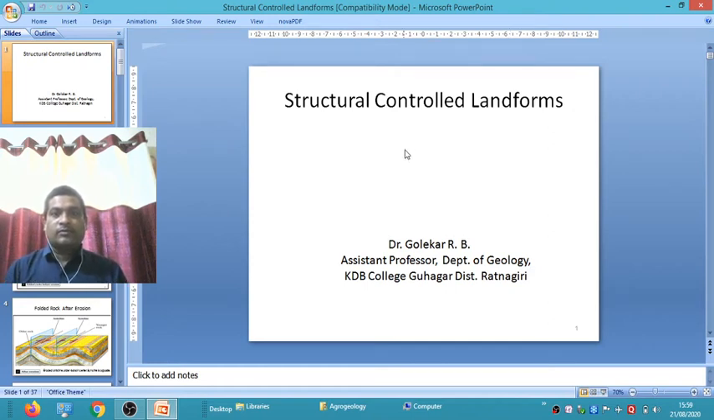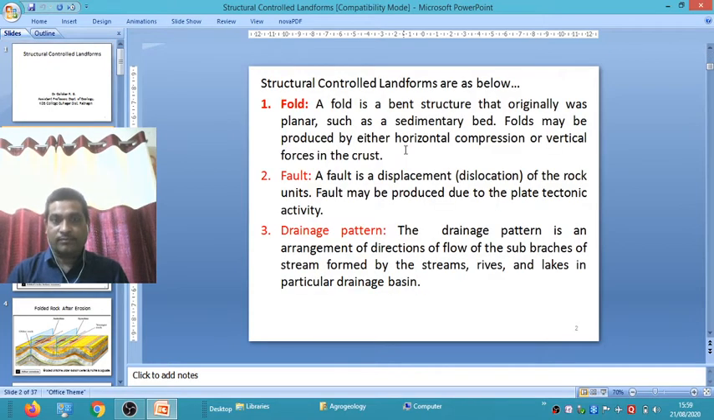Hello everyone. Today I have delivered a lecture on structural control landforms as a part of the geomorphology subject. Structural control landforms: there are different structures found on the surface and below the surface, called structural landforms. Structural control landforms are as below.